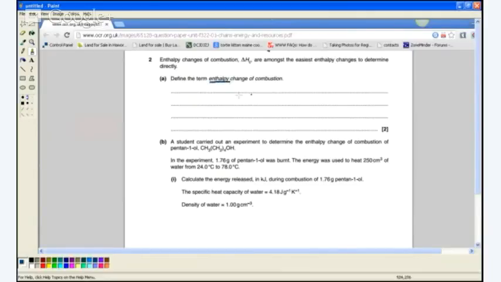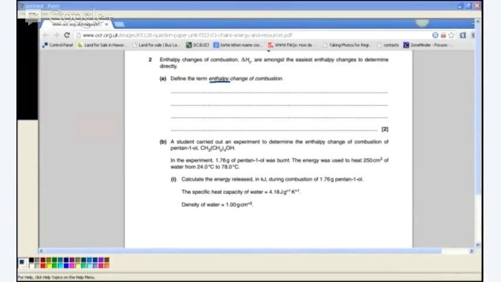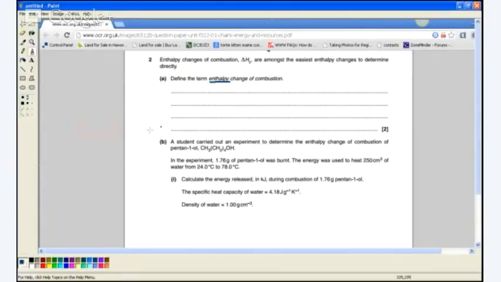Define the term enthalpy change of combustion. Now, let's either understand it or memorize it. You guys have basically no choice. I'd try to understand it if you can, because sometimes it takes a while to get your head around it.